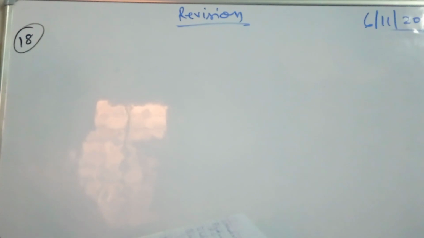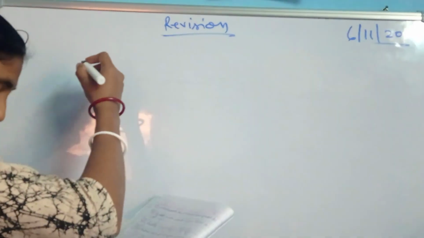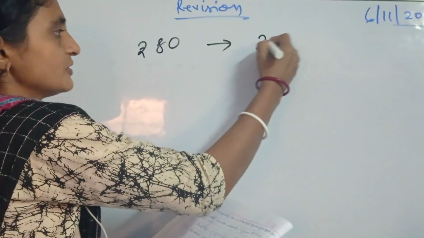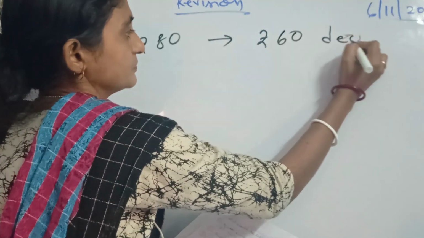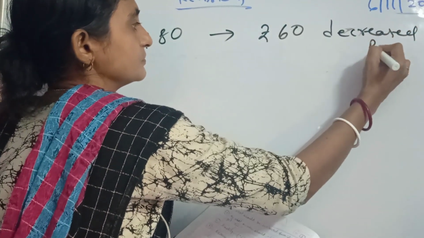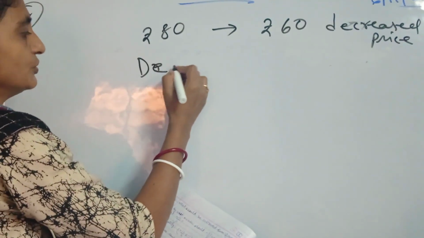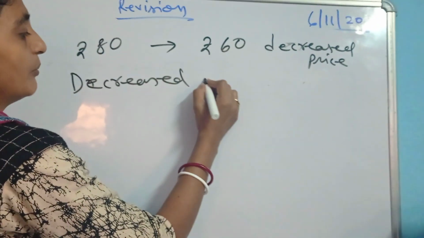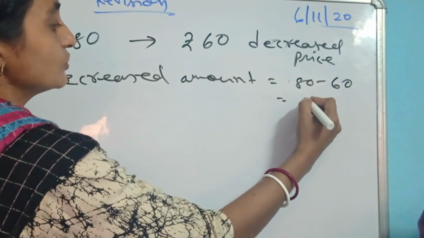In the first bit you have to find out the decrease percentage for a price that decreased from rupees 80 to rupees 60. So what is the initial price? The initial price is rupees 80 and the decreased price is rupees 60. Okay, so what is the decreased amount? The decreased amount is equal to 80 minus 60, that is equal to 20.